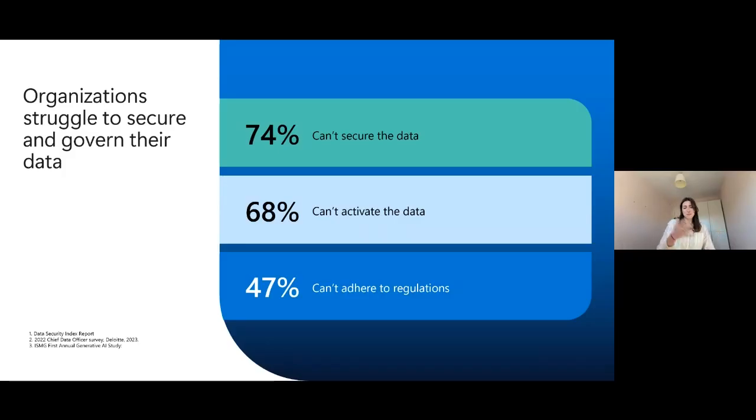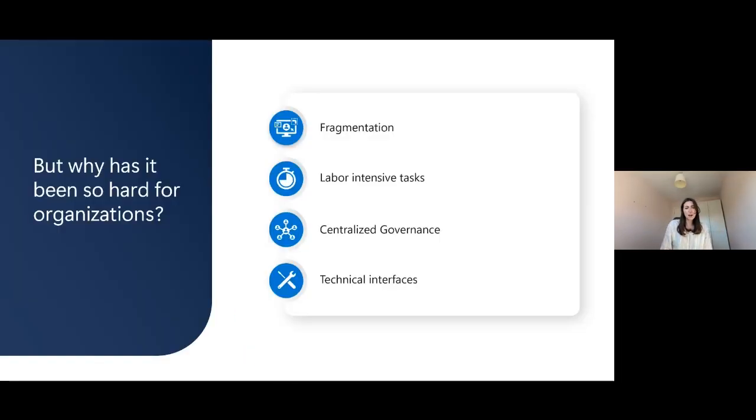And Mark was talking about this, the ever-changing regulatory landscape. We found that 47% are struggling to adhere to those changing regulations. And then, of course, with AI, there's a whole set of regulations and ever-changing regulations in that landscape as well. But why has this really been so hard for organizations?